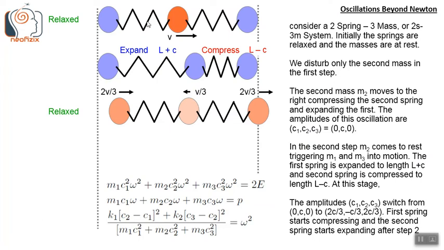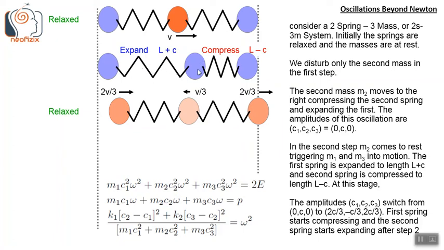So consider a two spring three mass system, or 2s3m system. Initially the springs are relaxed and the masses are at rest. We disturb only the second mass in the first step. So only this middle mass, in red, orange, has been disturbed with some velocity v. The second mass m2 moves to the right, compressing the second spring and expanding the first.